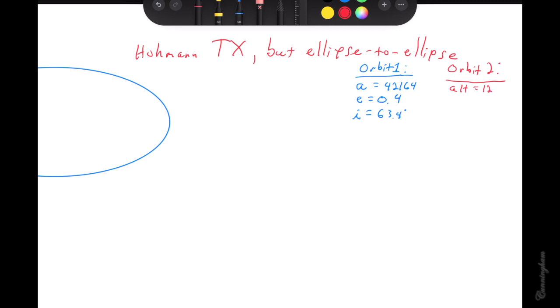And I say we're going to have a 125 kilometer orbit because, as you guys know, space starts right around that altitude. And let's not make it a perfect circle. Let's make it an eccentricity of 0.1. And because we're in a Hohmann transfer lesson here, we're going to make the inclination the exact same.